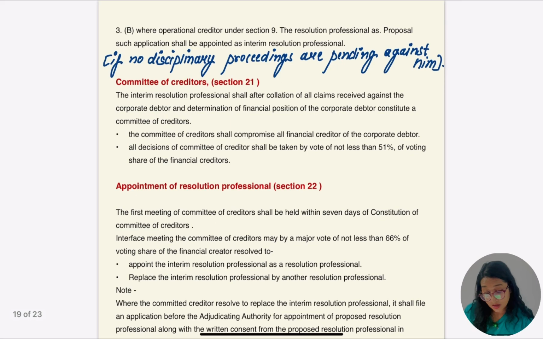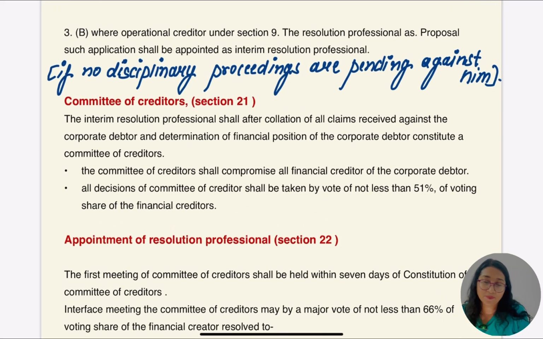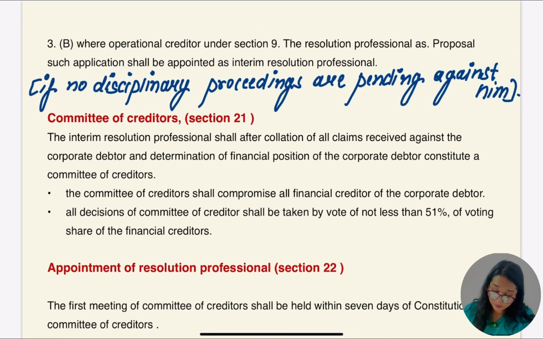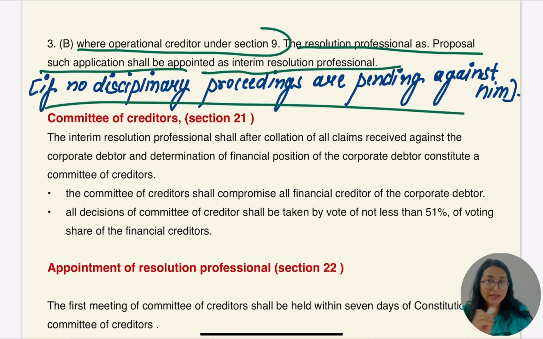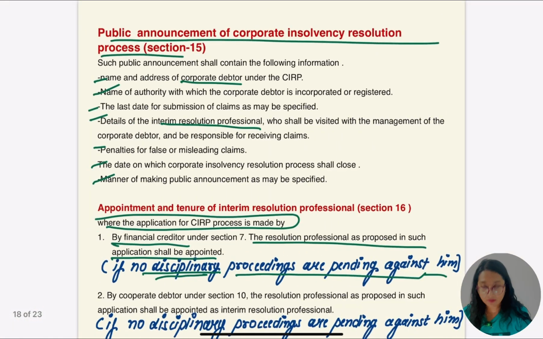But what if the name was given by the OC, the operational creditor? In that case, if no proceeding is pending against that person, that person is going to be appointed as IP. This is what it says: where the operational creditor under Section 9 has proposed a resolution professional in the application, that person shall be appointed as interim resolution professional if no disciplinary proceeding is pending against him. So for these two we have completed.